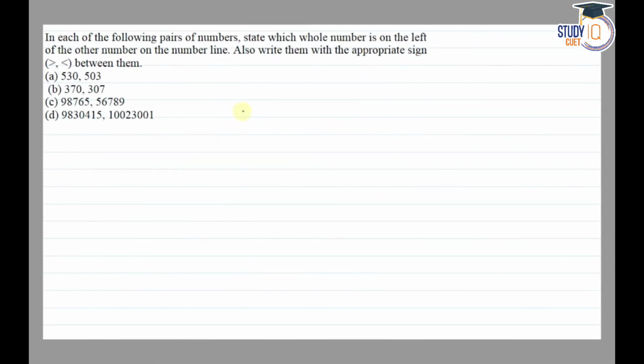Hello everyone, this question appears in class 6 NCERT chapter of whole numbers. This is 7th question of its exercise 2.1. So the question says that in each of the following pairs of numbers, state which whole number is on the left of the other number on the number line. Also write them with the appropriate sign greater than or less than between them.